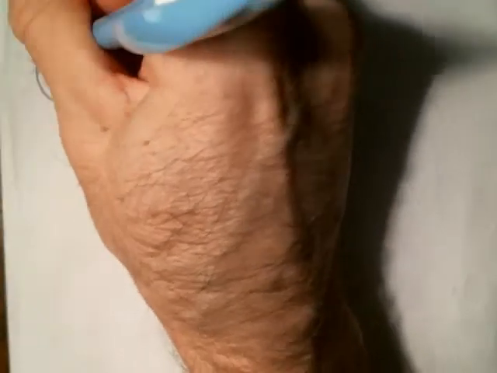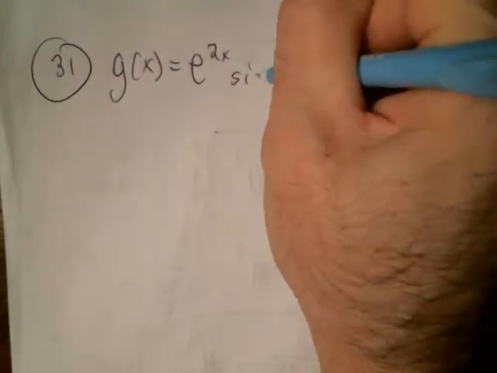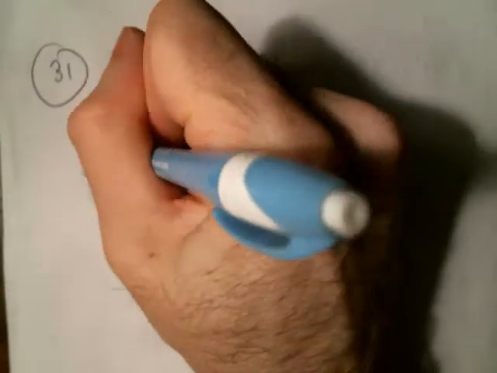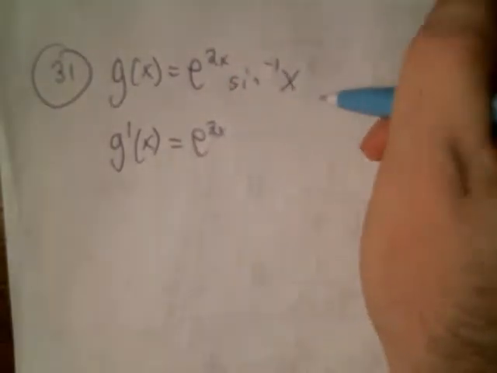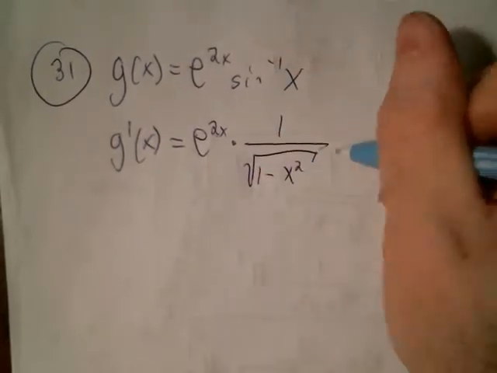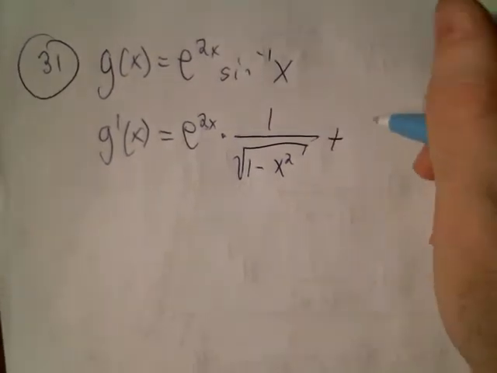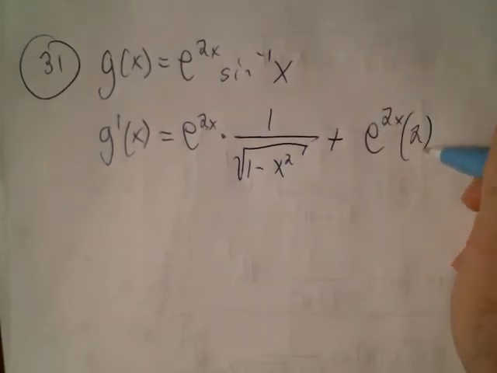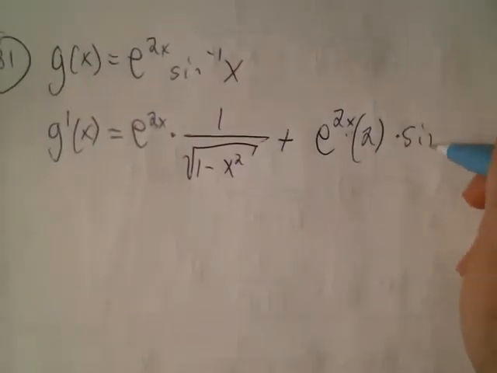Number 31, we have g of x equaling e to the 2x sine inverse of x. Okay? So this one requires a product rule. So g prime of x equals, leave e to the 2x alone and take the derivative of this. So it's times 1 all over the square root of 1 minus x squared, plus leave sine inverse alone, take the derivative of e to the 2x. So the derivative of e to the 2x is just e to the 2x, but then times 2. You take the derivative of the guts, and then times leave sine inverse alone.